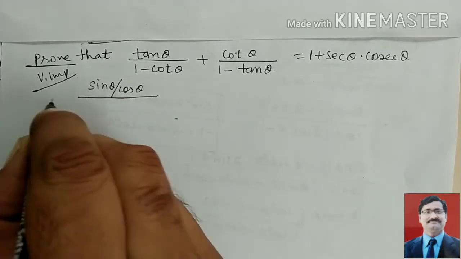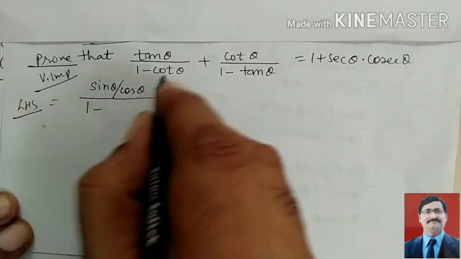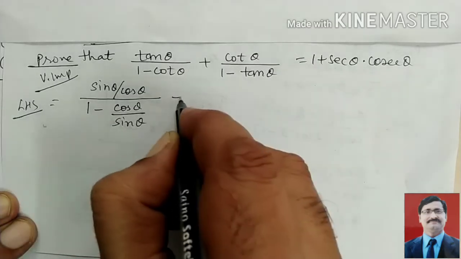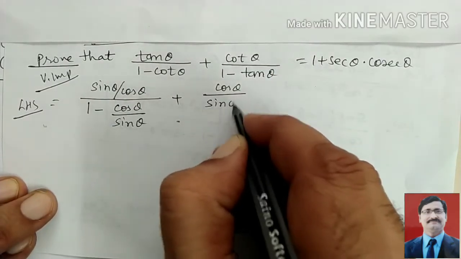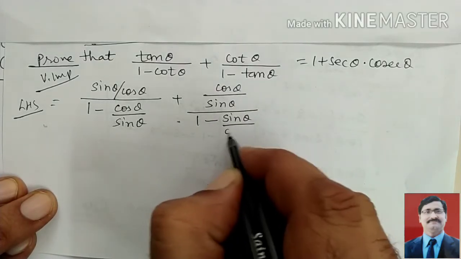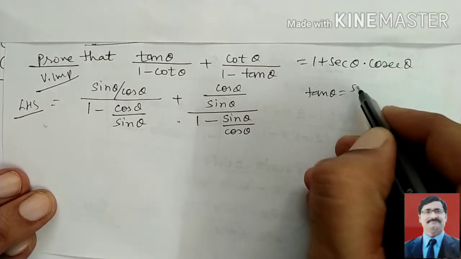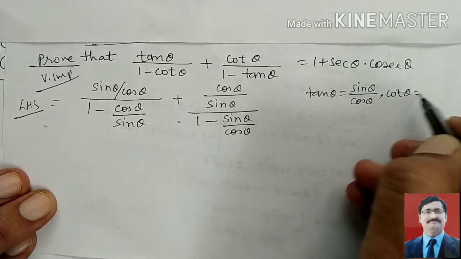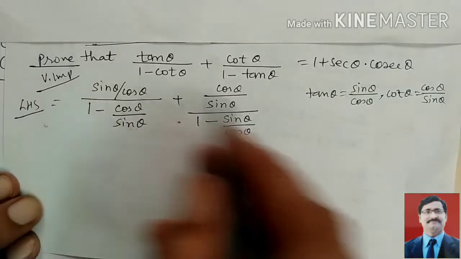In the denominator you can write 1 minus cot theta, which is cos theta upon sine theta, plus cot theta, you can write again cos theta upon sine theta, and in the denominator again 1 minus sine theta upon cos theta. Look here, the tan theta formula is sine theta upon cos theta, and the cot theta formula is cos theta upon sine theta. All of you understand this? This formula we use here.